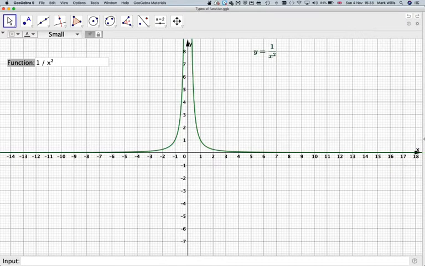Okay, so you can use this applet for looking at the types of graphs of functions just by changing the value in here like I've shown. So the GeoGebra applet, the link is in the notes of the video.